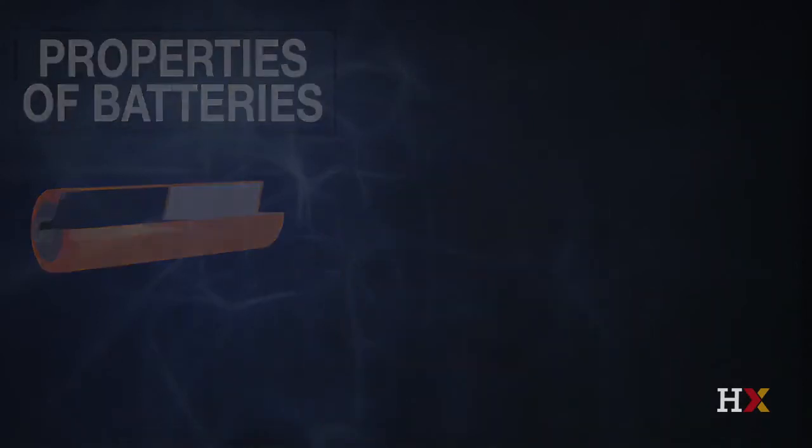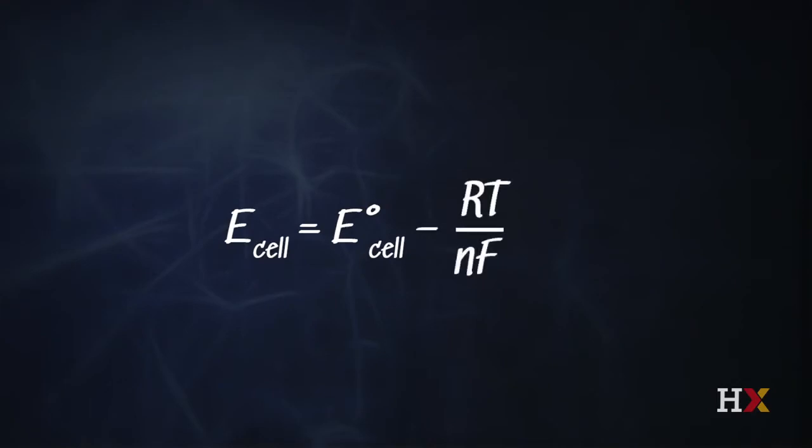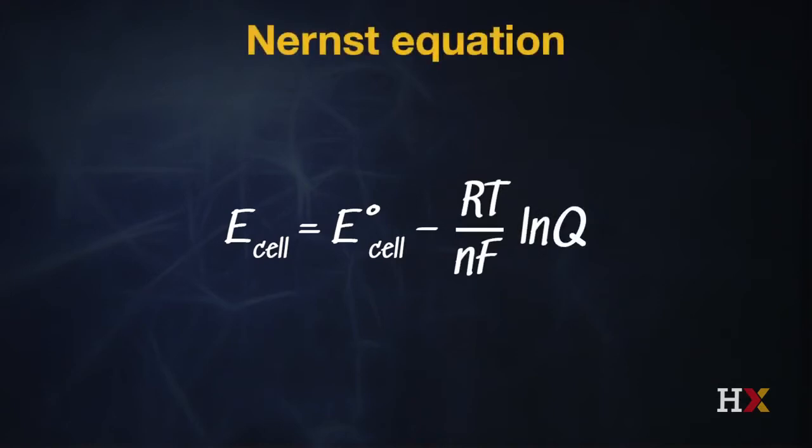That brings us back to summarize a fundamental property of all batteries. And that fundamental property is derived directly from the fact that the cell voltage is equal to the cell voltage under standard conditions minus RT over nF times the log of Q. And this, of course, is the Nernst equation.